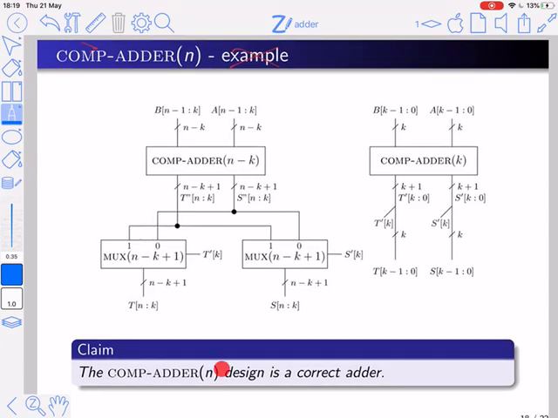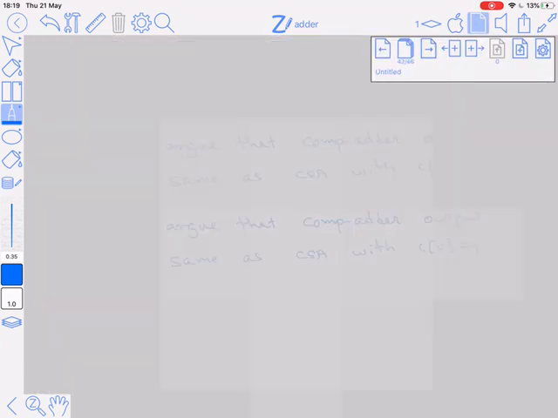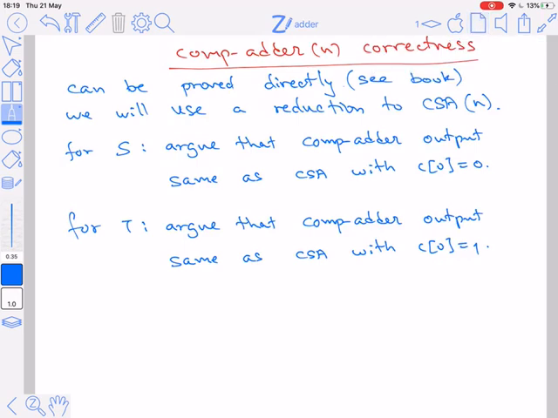We claim that the compound adder is correct. Let's see the proof. There are 2 ways of proving the correctness of the compound adder. One way is to prove it directly. You can see a proof in the book. What I will show here is a reduction to a conditional sum adder, and I will consider 2 separate outputs, the S output and the T output. In the case of the S output, I will argue that the compound adder has the same output as a CSA with the same inputs and carry in equals 0. And for T, I will argue that the compound adder outputs the same output as a CSA with the same A and B, but C0 equals 1.